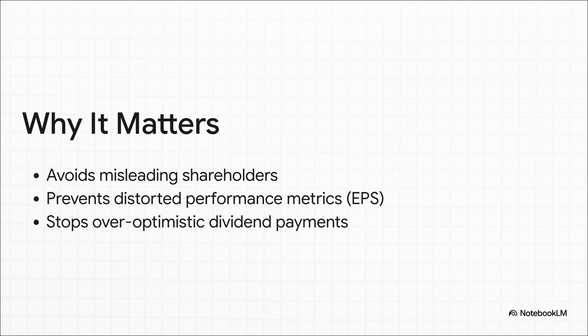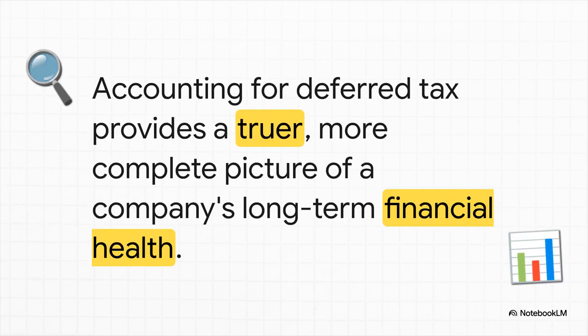It could warp important numbers like earnings per share, and it could even trick a company into paying out huge dividends it can't actually afford, all because there's a giant tax bill lurking just around the corner that they haven't told you about yet. At the end of the day, all of this complex stuff is about one simple thing: honesty. It's about transparency. It forces companies to own up to their future tax bills today, and that gives everyone a much truer, more complete picture of a company's real financial health.